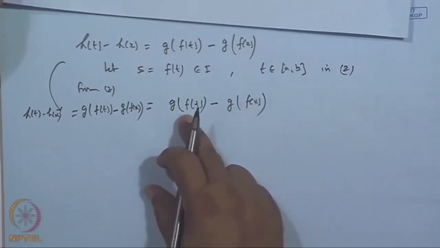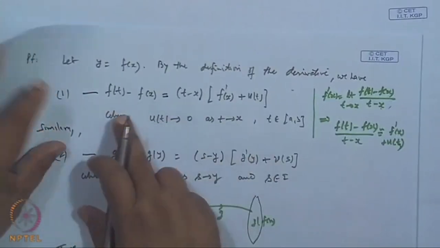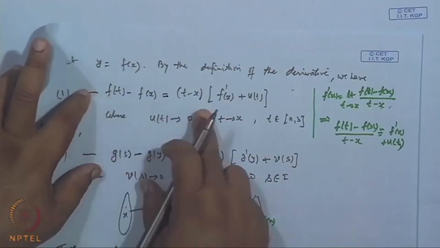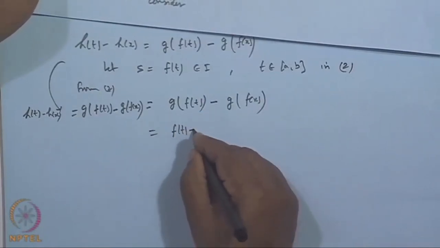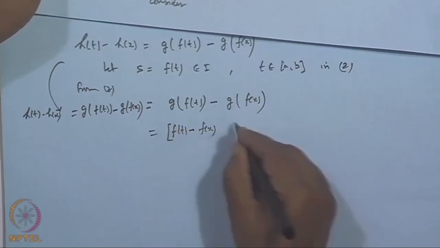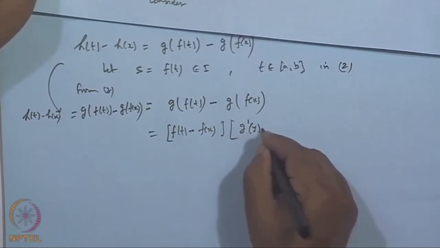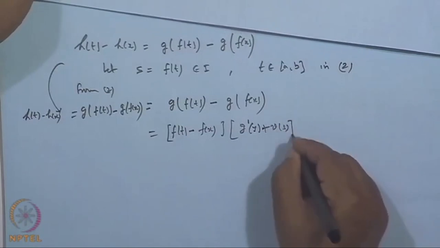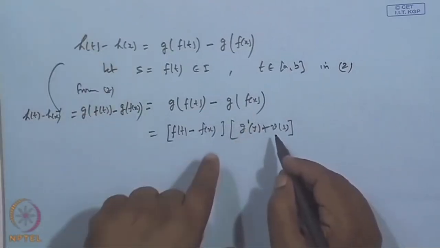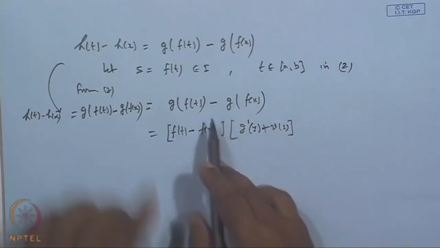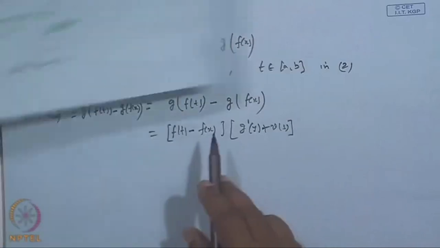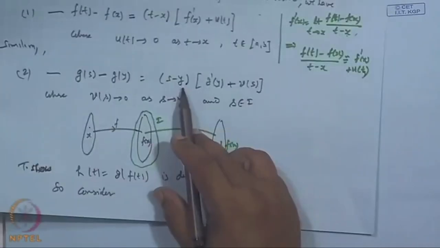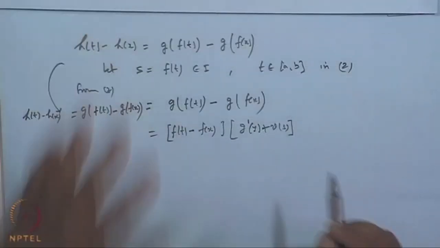Okay. So, now apply this here, f t minus f x. f is continuous and differentiable, so we can use this now. When you use this, g is differentiable. So, it is f t minus f x into g prime at some point, where it is continuous, plus v s. That is what we get using this condition. Then similarly for g of f x, the difference is s minus y, with s our f t and y equal to f x, g prime y plus v s. This one we are getting from equation 2.